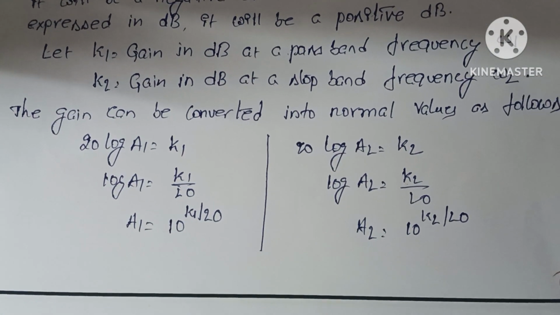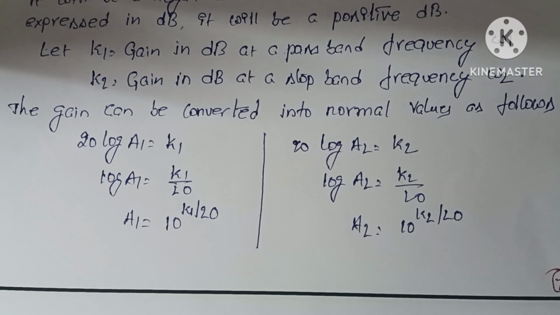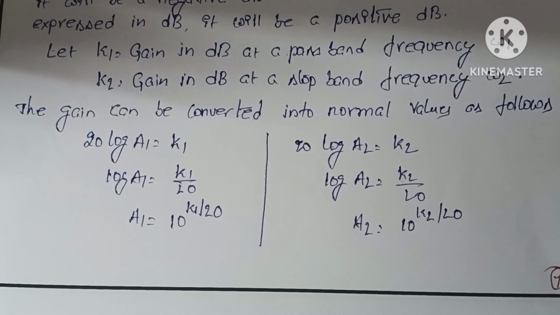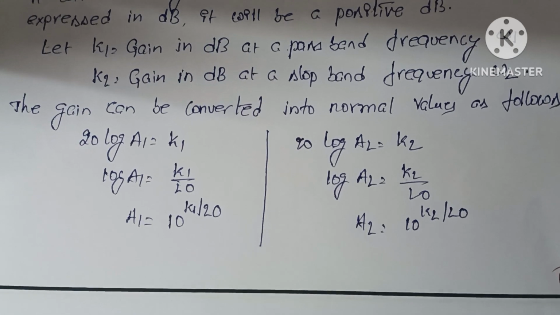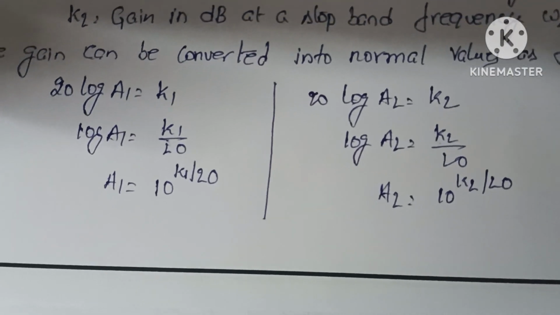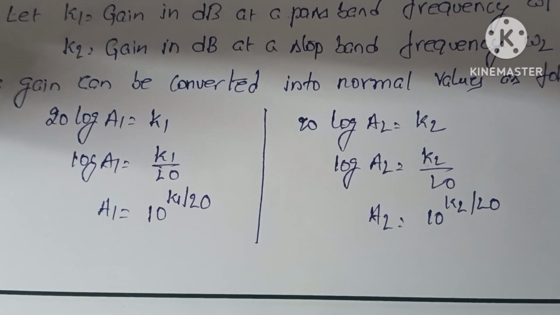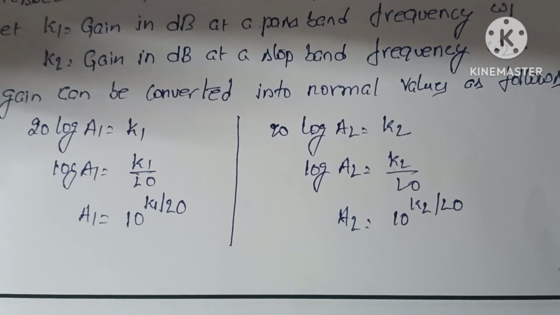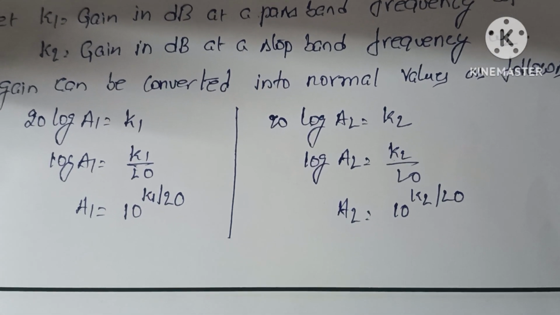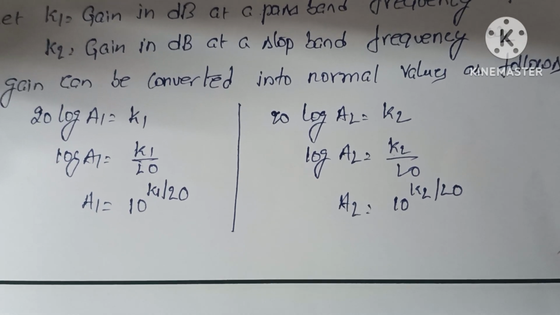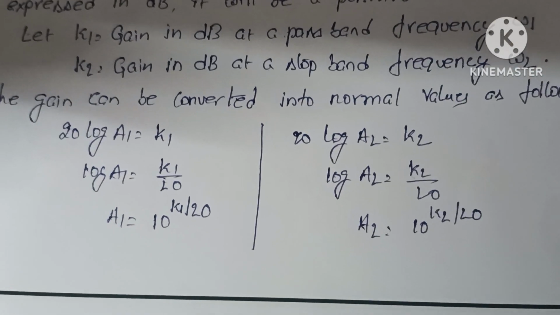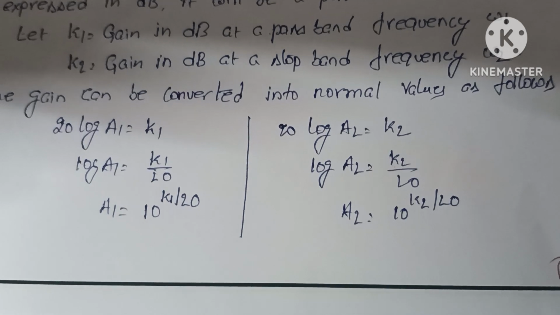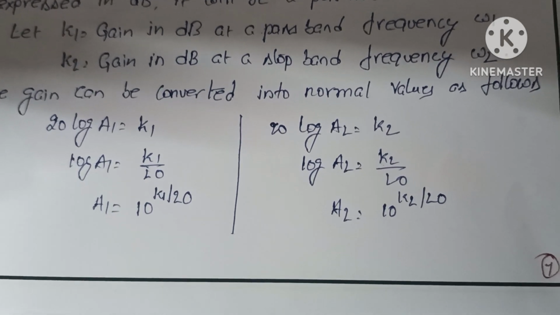See here, 20 log A1 equals K1. This is the relation to convert the gain K1 in dB to the normal gain A1. From this we can derive that A1 equals 10 power K1 by 20. Similarly, 20 log A2 equals K2, so log A2 equals K2 by 20, and A2 equals 10 power K2 divided by 20. Using these concepts, we start this problem as per the procedural steps we already learned in the previous video.